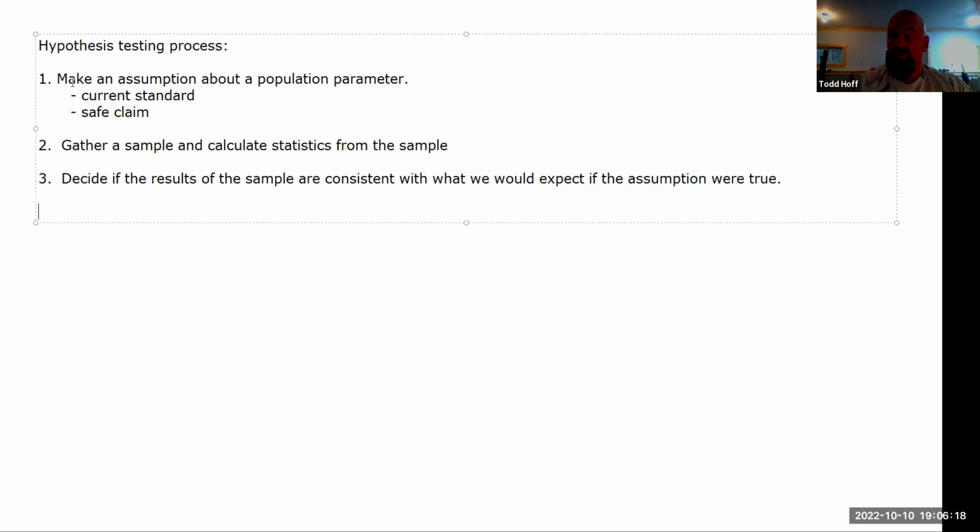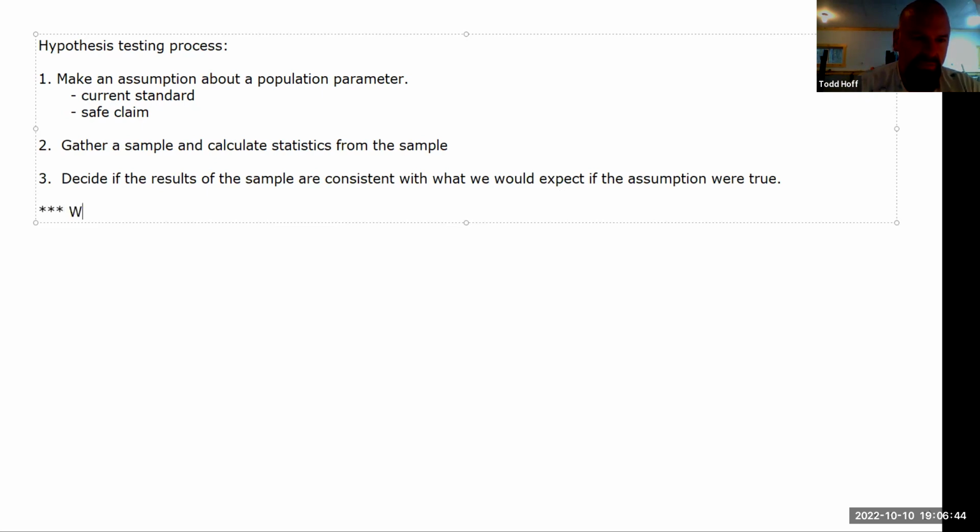Now we don't expect it to exactly agree with our assumption. We just expect it to not completely disagree with it. It can disagree with the assumption a little bit, and we can write that off to random variation. If it's way away from what we assumed, then we would have to say there most likely really is a difference, so the assumption is probably wrong.